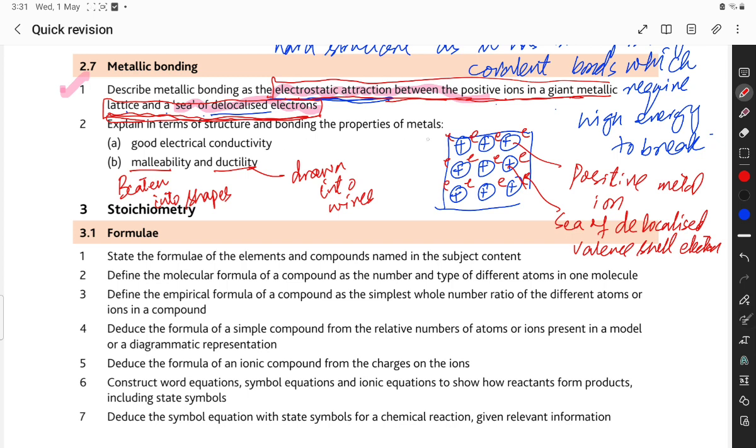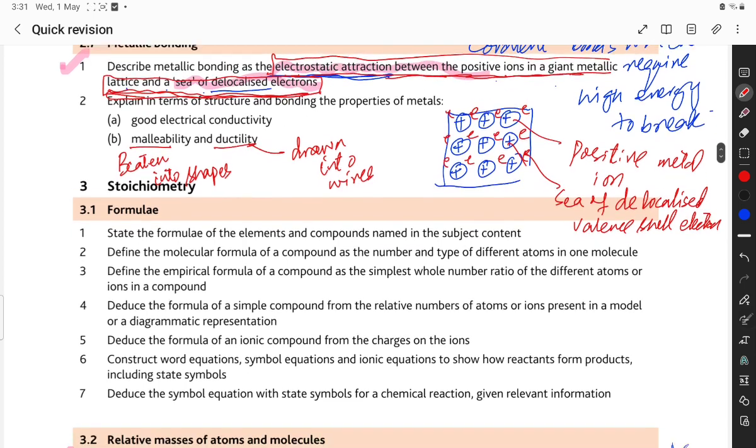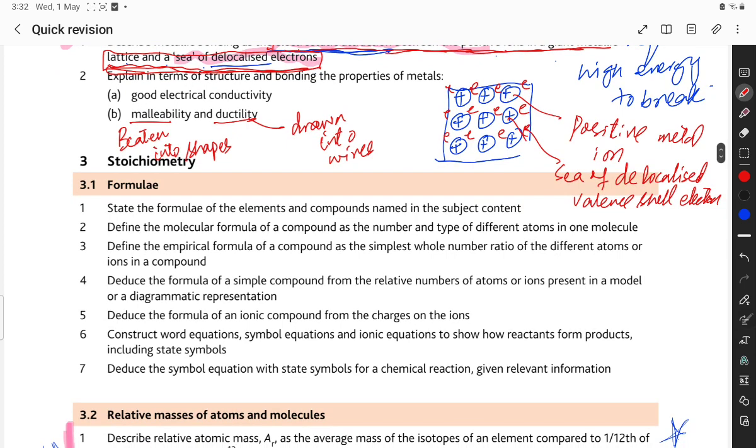Explain in terms of structure and bonding the properties of metals. Good conductor, it is very simple. Only two properties are given. You learn only two properties.